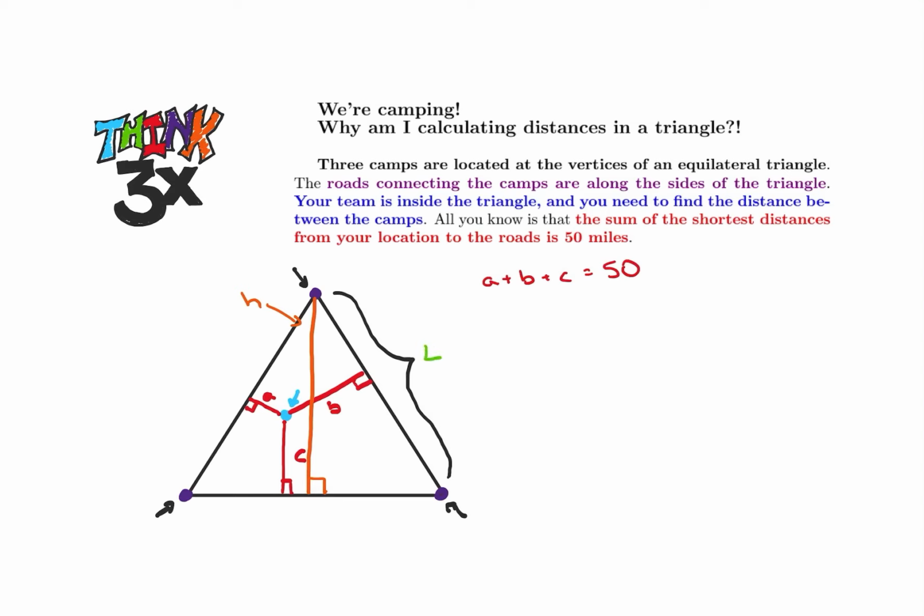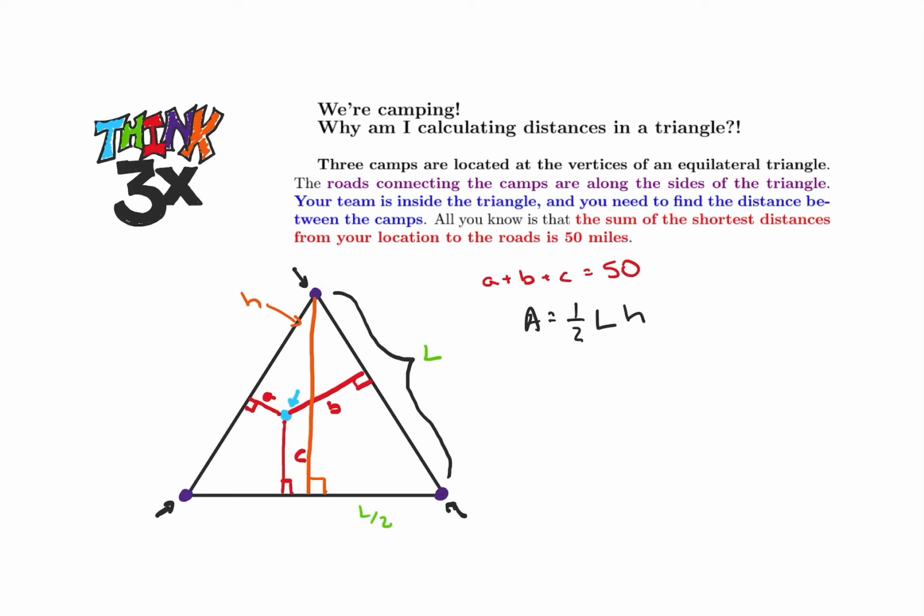If I want to look at the total area of this equilateral triangle, the area is going to be 1/2 times the base times the height. The base is the length L, and the height is that new variable h. If I want to find h, I could do trigonometry, or I could use the Pythagorean theorem. Let's do the Pythagorean theorem, just for those who aren't familiar with trigonometry.